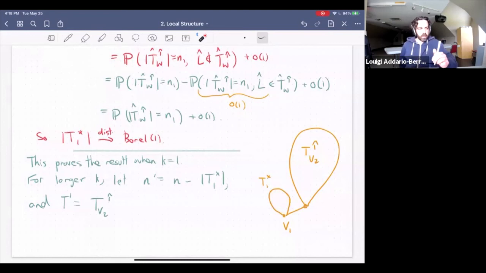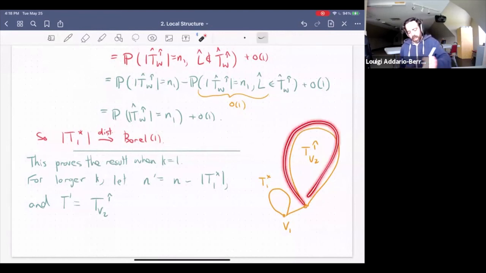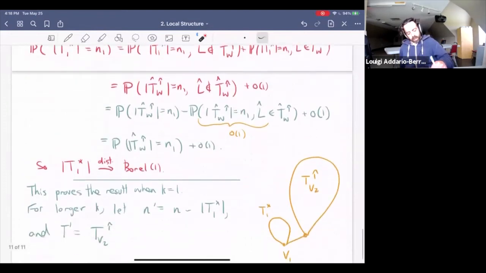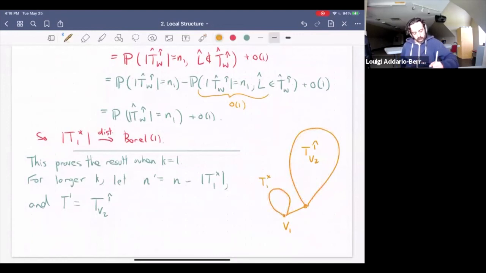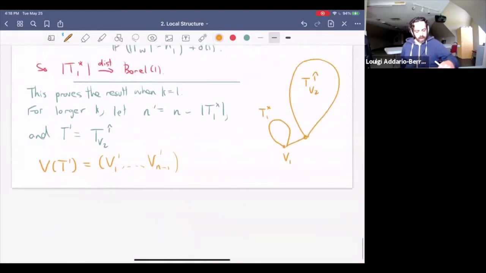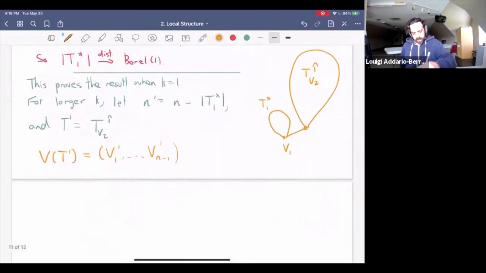Okay, and now what I'd like to do to prove the convergence for larger k is think of proving the convergence of the last k minus 1 coordinates in T prime. I already know that this subtree is Borel distributed, so I'm going to apply the bijection to the tree T prime. Okay, and that'll give me a sequence V1 prime up to Vn minus 1 prime.